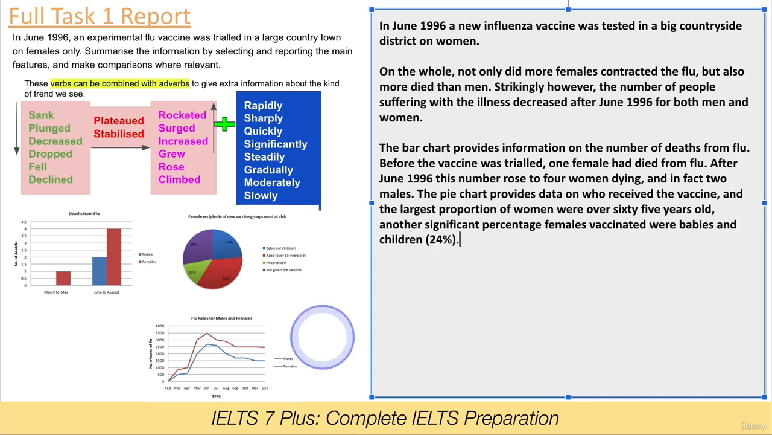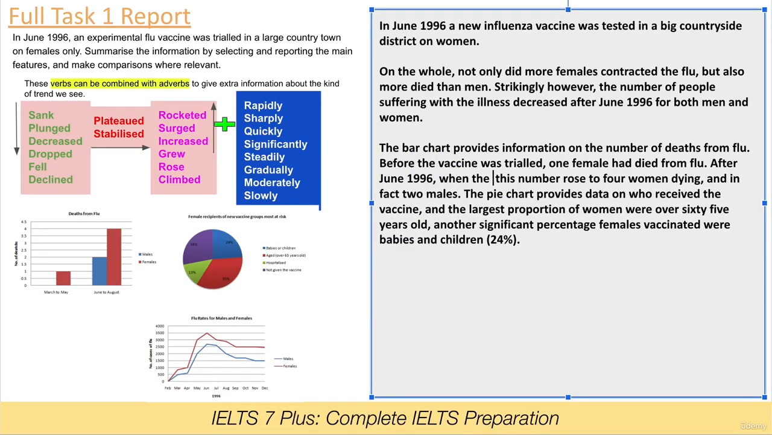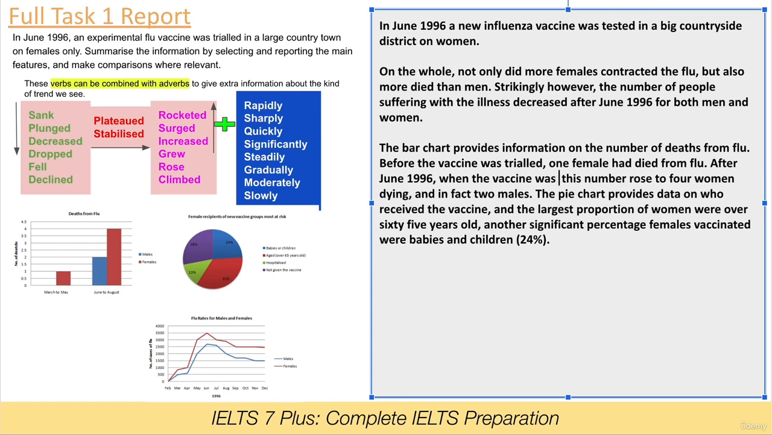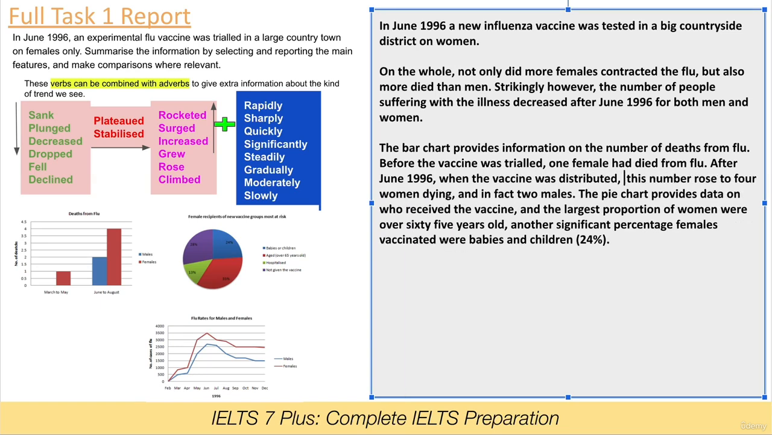So we're linking in, okay, more people died after the vaccine, and we can see that these different groups were quite a large percentage of people who actually received the vaccine itself. Okay, maybe we can make this clearer by saying after June 1996, when the vaccine was distributed, we go, linking the two ideas together, this number rose. Let's have a read back actually from the start.